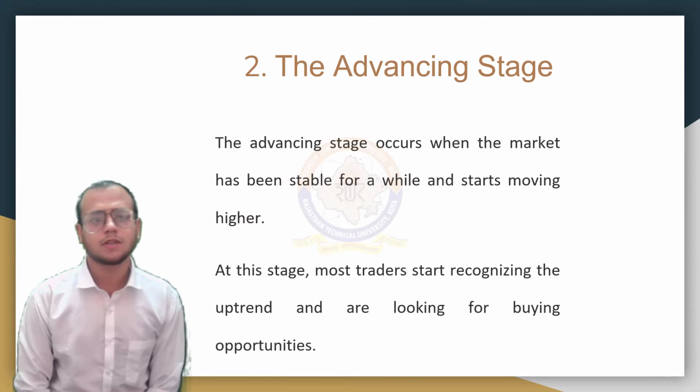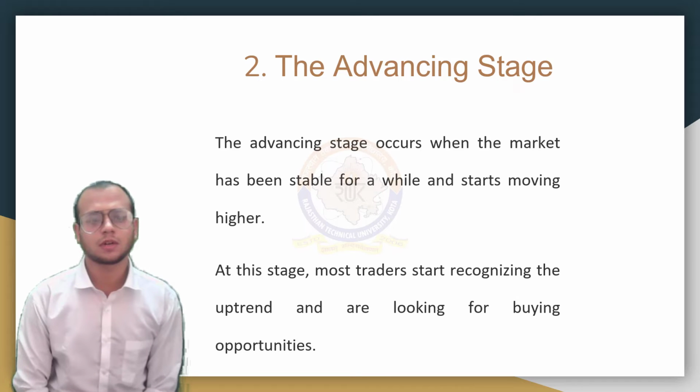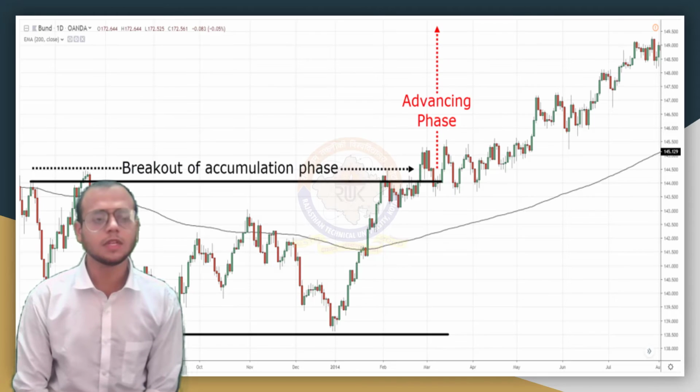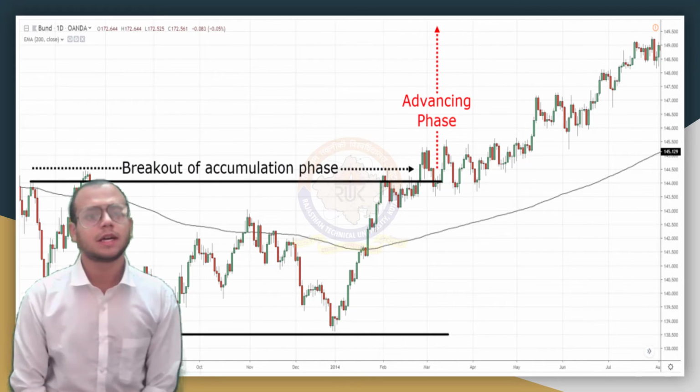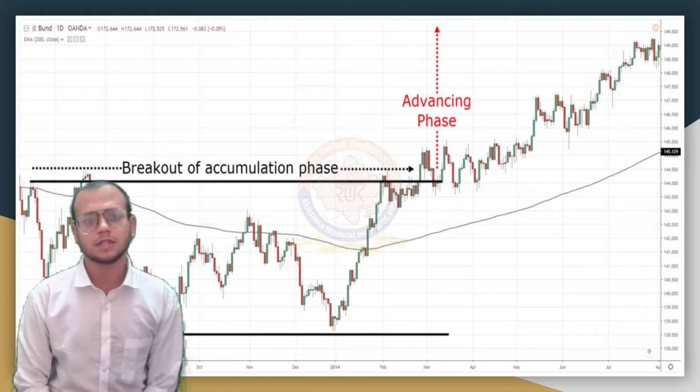Now, the second one is the advancing stage, which occurs when the market has been stable for a while in the accumulation stage and starts moving higher. It occurs after the accumulation stage. In this, you see a breakout of the long consolidated market known as the accumulation stage. That uptrend is known as the advancing stage.